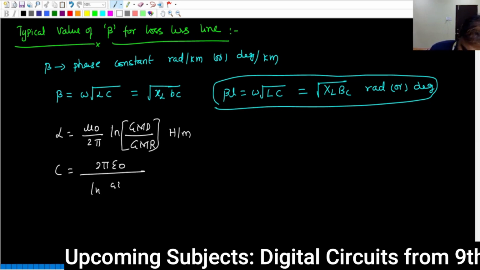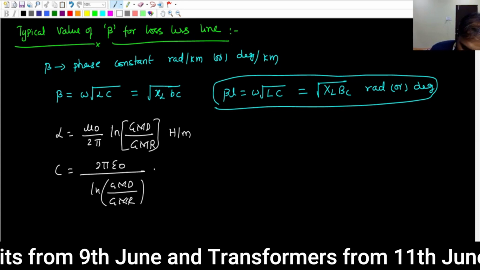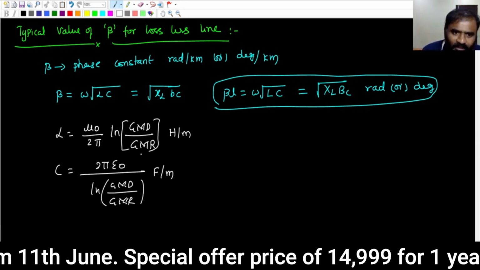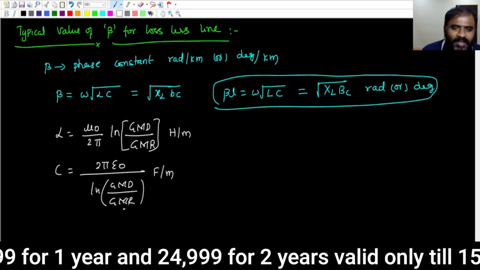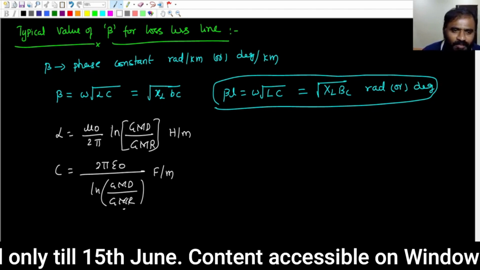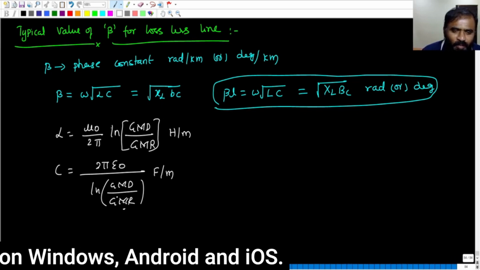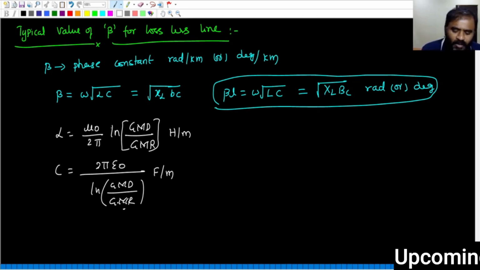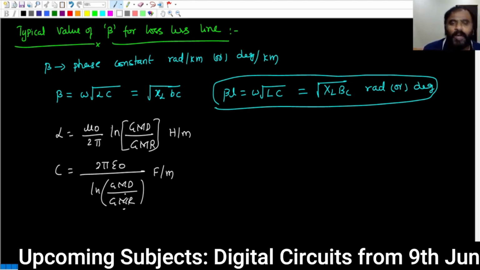Ln of GMD by what? GMR. Farad per meter. Now approximately, there is a little difference between this GMR and that GMR, because for inductance we consider R dash, but here for capacitance we just consider R, to account for the internal flux linkage. But in case of capacitance there is no internal charge, so directly we take R here. So that's why the GMD by GMR ratio is not exactly the same, but approximately the same.